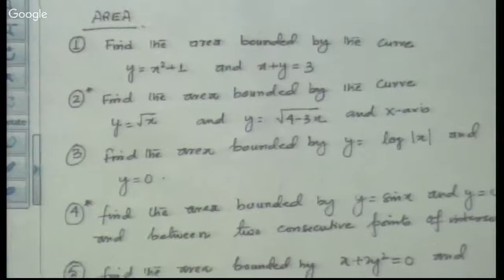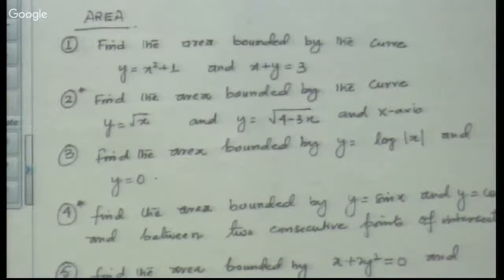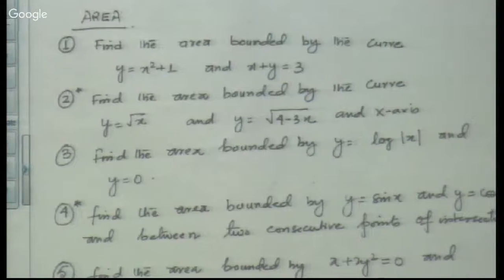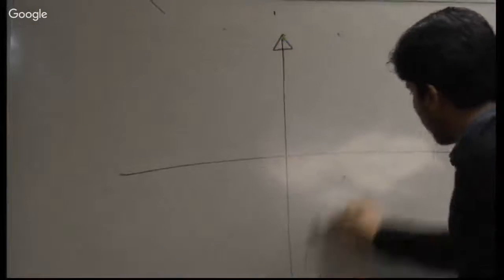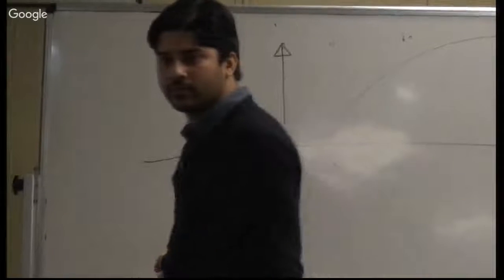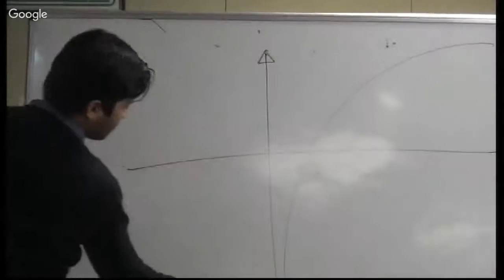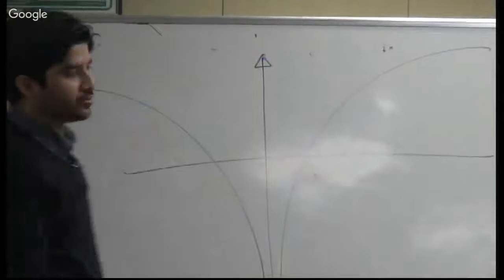See, this is y is equal to log mod x. So I'm not talking about log x. I'm talking about log mod x. The graph would be something like this. How the graph is going to be? Log x तो मुझे पता है. इधर भी होगा क्या? This is the mod part. So yes, इधर भी होगा. Just a mirror image, right?